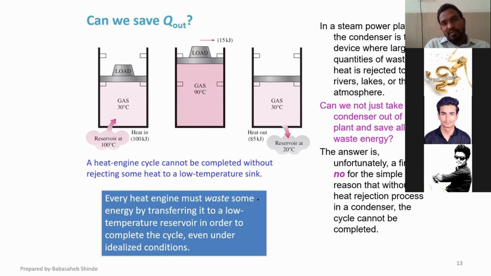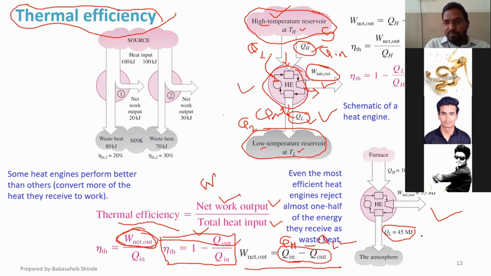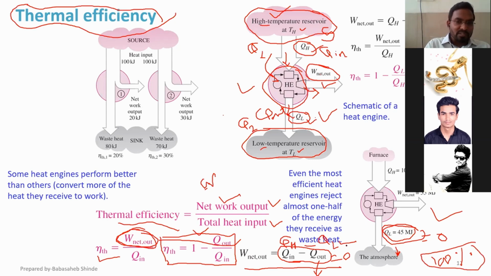Okay, then we talked about whether the efficiency can be increased by reducing this QL to 0, because we know that the numerator is going to be the difference between Q in and Q out. If I reduce the value of Q out, the numerator will increase, and that will lead to an increase in the efficiency. So if I can reduce this Q out to 0, I can make the efficiency of that engine 100%. So we discussed whether we can achieve that 100% efficiency, and the answer is no, because to execute the cycle, it is supposed to reject some heat to the low temperature sink, and because of that, a heat engine can never have efficiency equal to 100%. That we discussed over here.